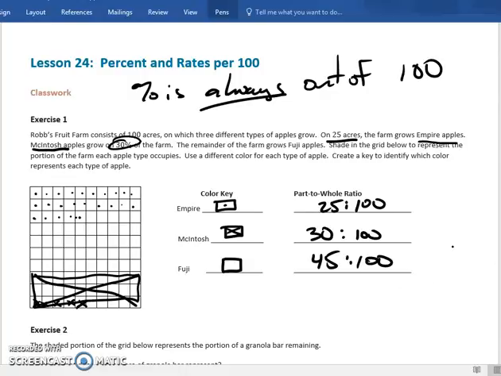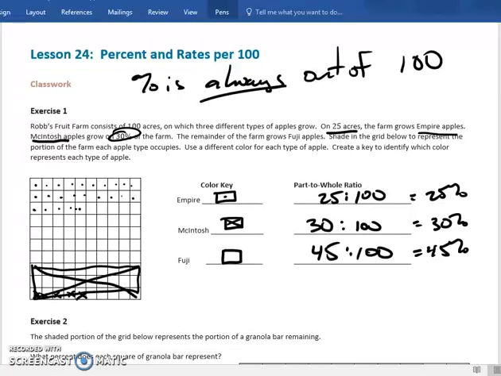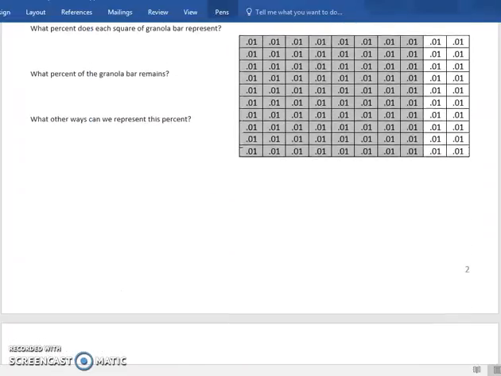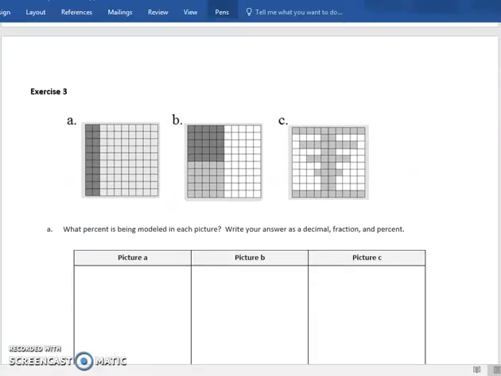So the main thing here is part to whole. And again, the percent is always going to be out of the 100. So if I am looking for percent here, 25% was covered, and then here, 30% was covered, and here, 45% was covered. So again, percents are out of 100. All right, so we're going to skip on down here, motoring along. We're going to do something like this.